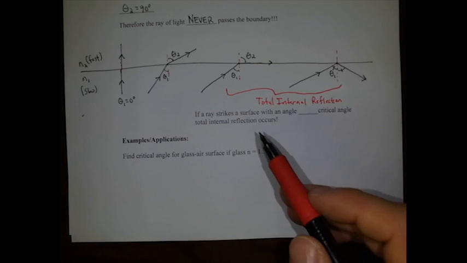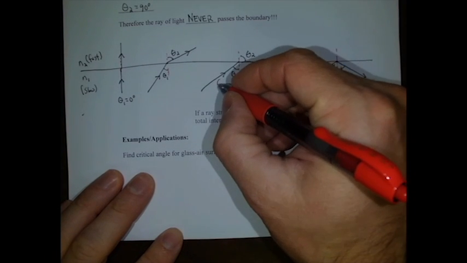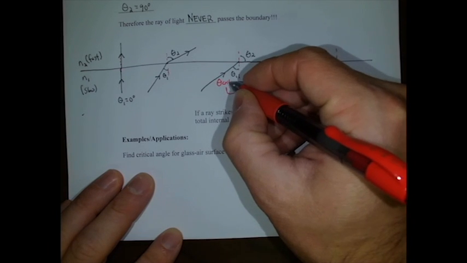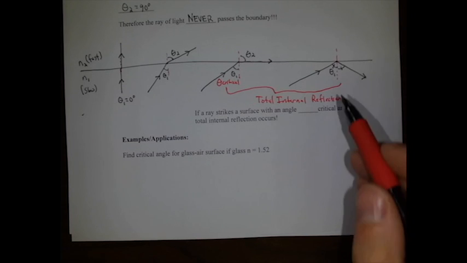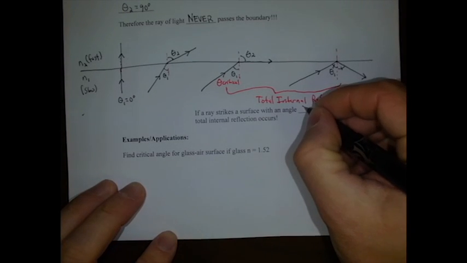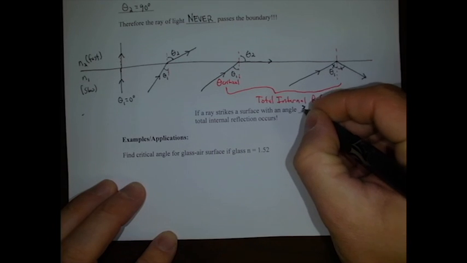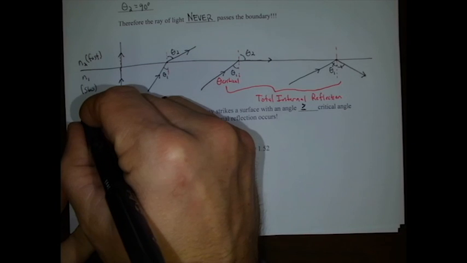And any angle that it strikes bigger than this angle right here, this is the transition point, we're going to call this theta critical. This is my critical angle. And when it hits at the critical angle or bigger, it stays in the material. So if a ray strikes at an angle greater than or equal to the critical angle, it stays in the medium.